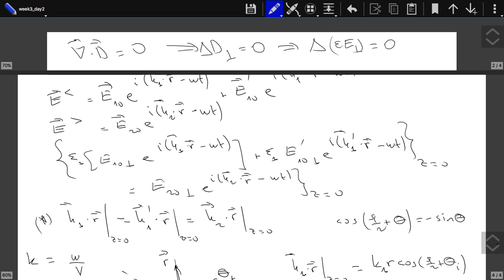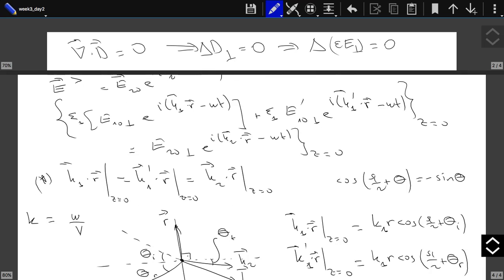But now, these scalar products need not be 0 because the k vector and r vector need not be perpendicular to each other. That gives me some additional conditions. So I should have this condition satisfied on the surface. The product of k1 and r should be equal to k1 prime times r, which should be equal to k2 times r on the surface, that is, when z is equal to 0.